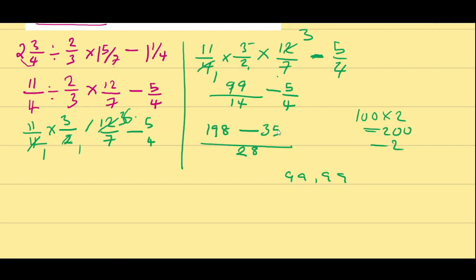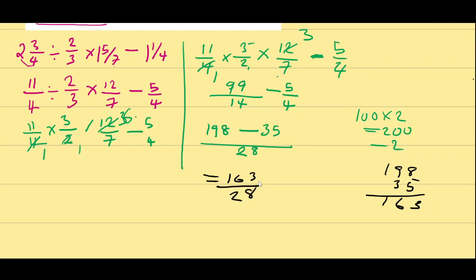So let me wipe this down part and let's see what we have here. So let's put it in black. So what we have would be 198 minus 35. So this is 3, this is 6, and this is 1. So this is 163 all divided by 28.